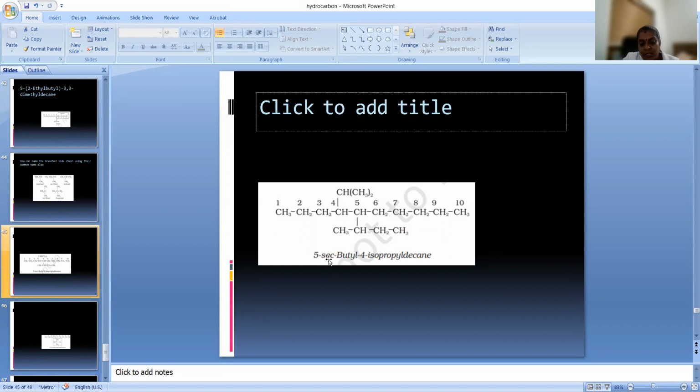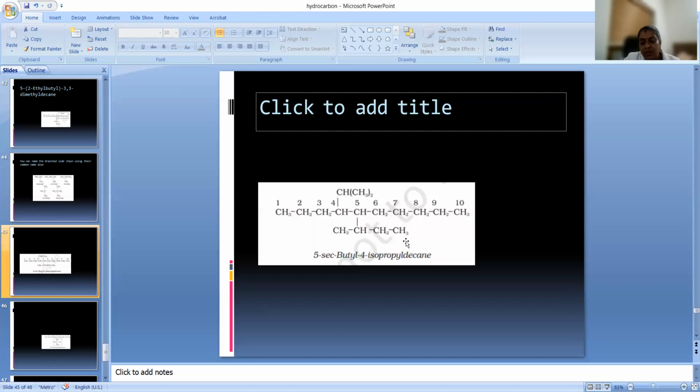So for secondary butyl, this S is not taken for the alphabetic order. We are seeing this B. Secondary and tertiary are not used. So this B here we are using. Iso also we will not use. Okay, so P will be the one we are considering for alphabetic order. So 5-secondary butyl, and this is called, as we have already seen in that figure, isopropyl. So 5-secondary butyl, fourth position isopropyl. Again, in this way also we can name it.